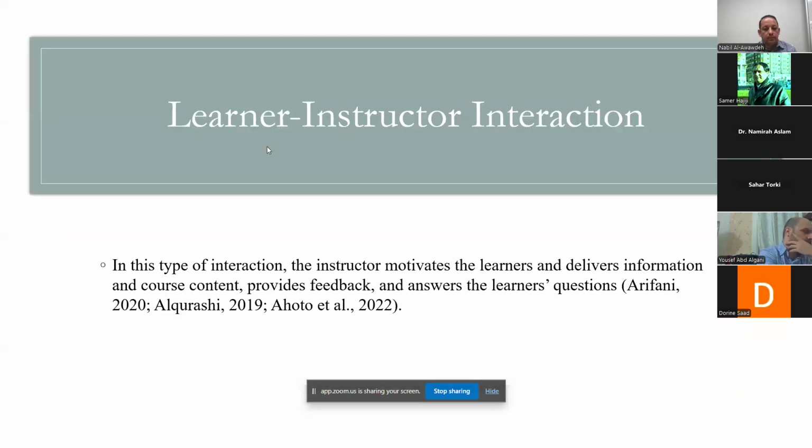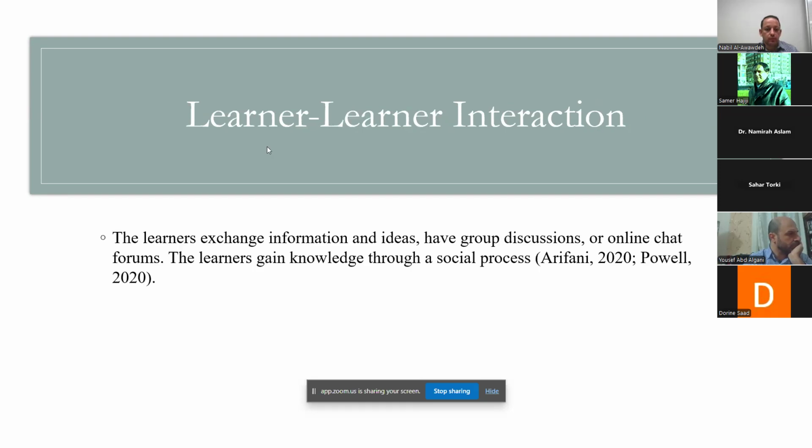The second type, which is learner-instructor, is between the student and the teacher. In this type of interaction, it's the teacher who motivates the learners, gives the knowledge and information, provides the course content, gives feedback to students, and answers their questions. And the last type, which is learner-learner interaction, is between a student and another student or a group of students. In this type of interaction, we can see group discussions, group projects, or online chat forums.